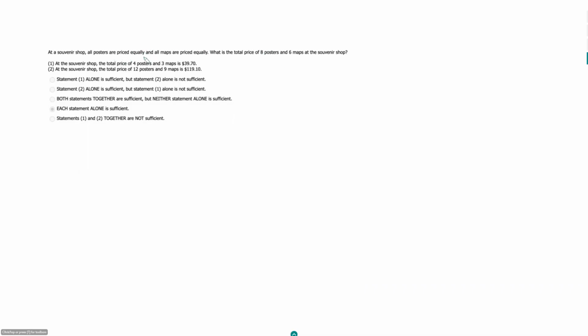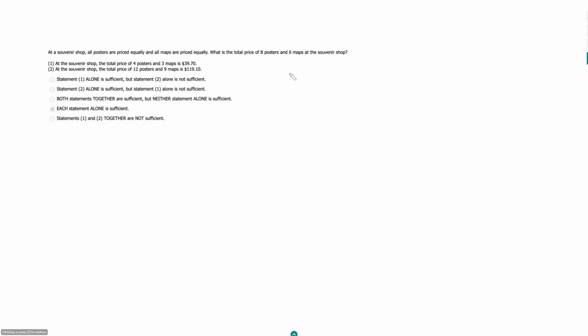So what are they trying to say? It's a little bit confusing, and they tried to clarify here. They're not saying all the maps are priced the same amount as the posters. They're saying whatever price the maps have is all the same, and whatever price the posters have is all the same, but they're not necessarily equal to each other. So with that in mind, they ask the total price of 8 posters and 6 maps.